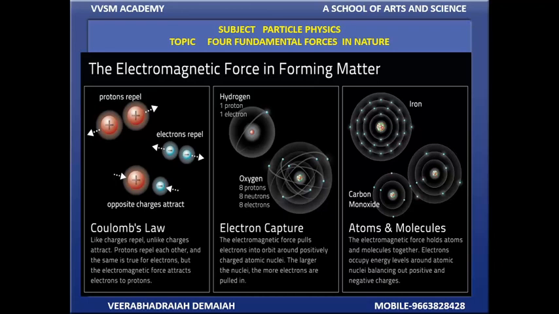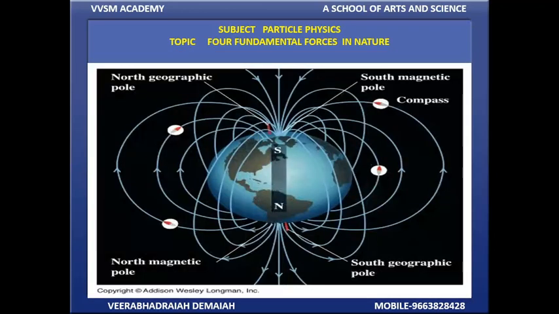Similarly, the electromagnetic force pulls electrons into orbit around positively charged atomic nuclei. The larger the nucleus, the more electrons are pulled in. Similarly, the electromagnetic force holds atoms and molecules together. Electrons occupy energy levels around atomic nuclei, which contain protons, neutrons and other nucleons, balancing out positive and negative charges.